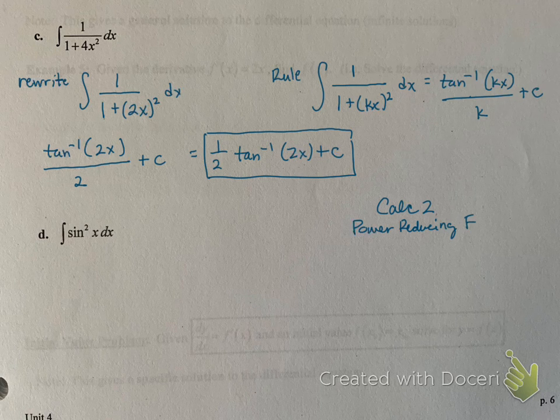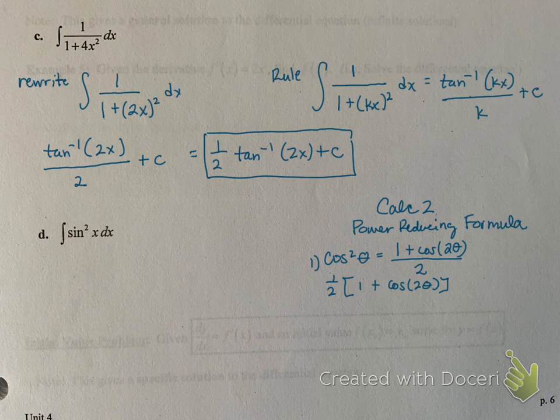formulas. Okay, so I don't know if you guys remember or not from trigonometry, but there was a rule that says cosine squared theta equals 1 plus cosine of 2 theta all over 2. Okay, so we can rewrite that as 1/2. If we factor out the 1/2, we're left with 1 plus cosine of the double angle. Okay, so that's one of the power reducing formulas.